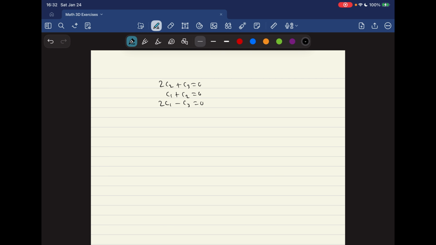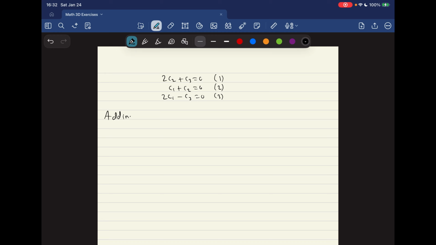Okay. So first thing I notice is, and let me label these equations 1, 2, and 3, I can cancel out the c3s by adding 3 to 1. So then the new equation becomes 2c2 plus c3 plus 2c1 minus c3 equals 0. And we still have our other two equations right here.